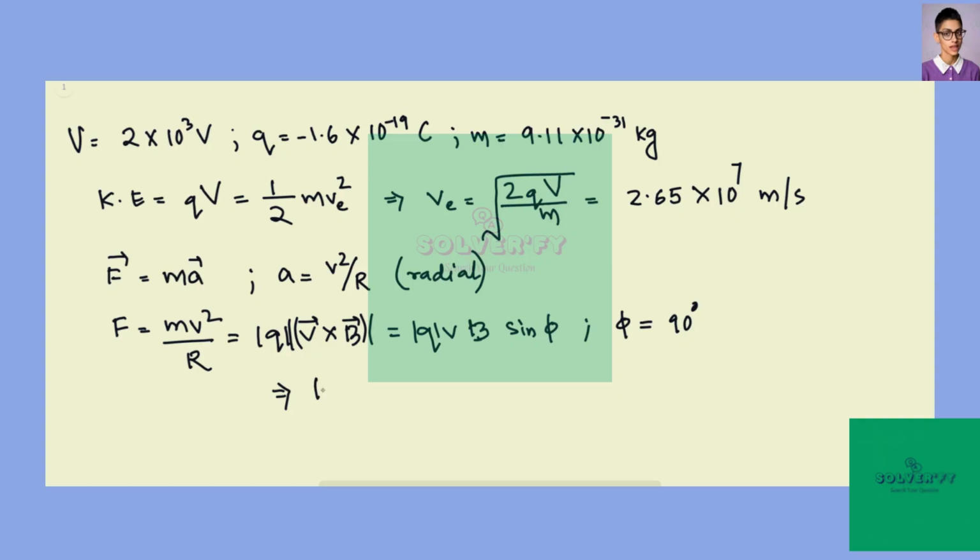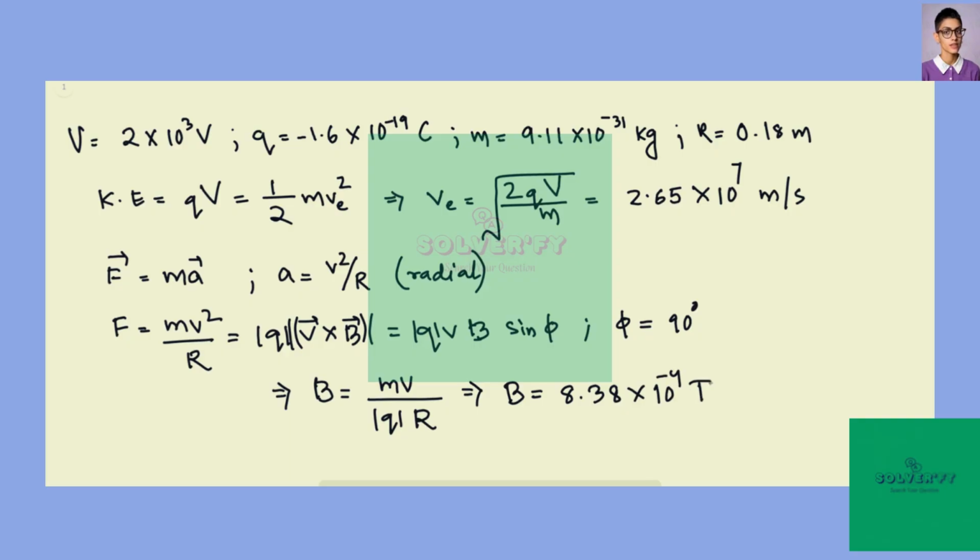So this gives the magnetic field to be equal to mass times velocity over the magnitude of charge times the radius, and the radius is given to be 0.18 meter. So we solve this for B and we get the magnitude of B to be 8.38 times 10 to the power minus 4 Tesla. This is the magnitude of the magnetic field here.